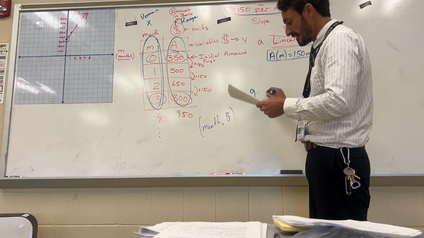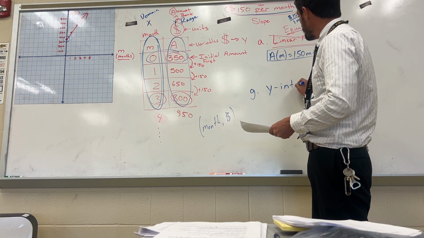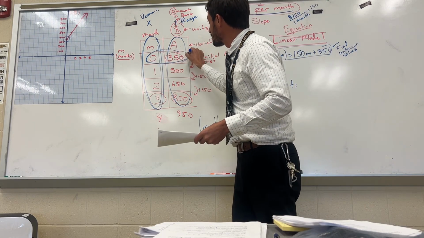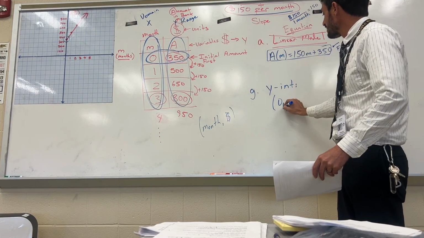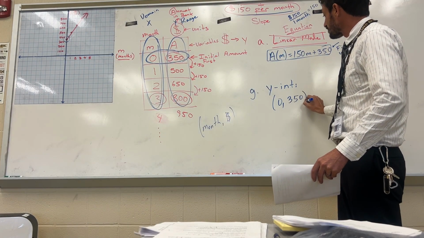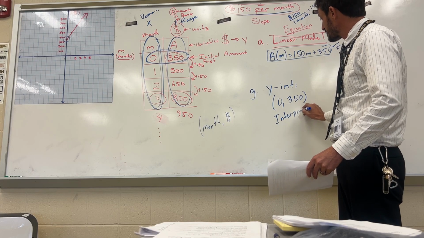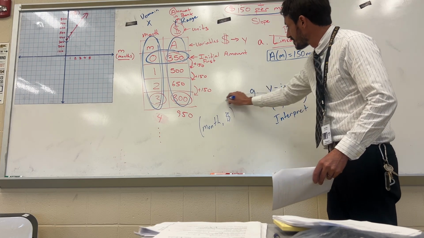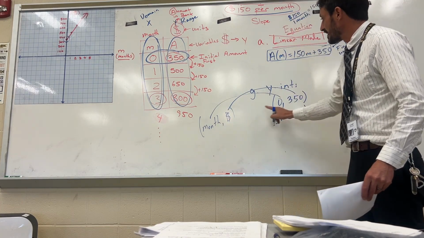G, okay, it says, what is the y-intercept? Well, we have the y-intercept right here. The y-intercept is where it crosses the y-axis, and the y-intercept was what? 0, 350. And to interpret this, we just have to look at this point. This means after 0 months, $350.